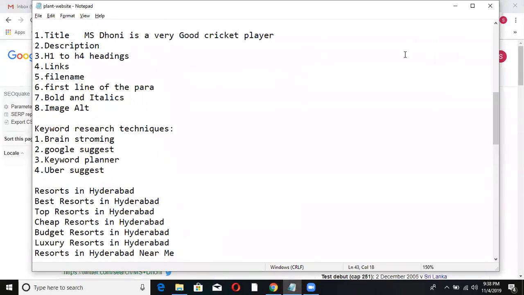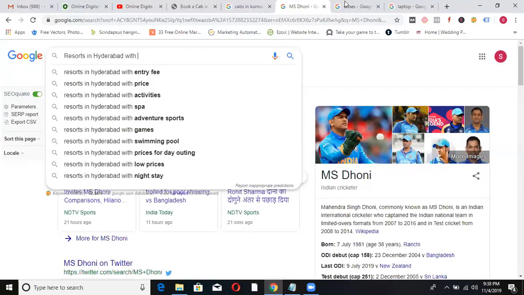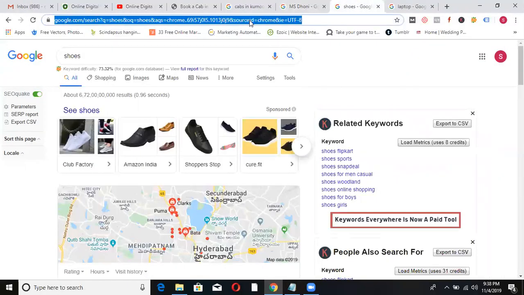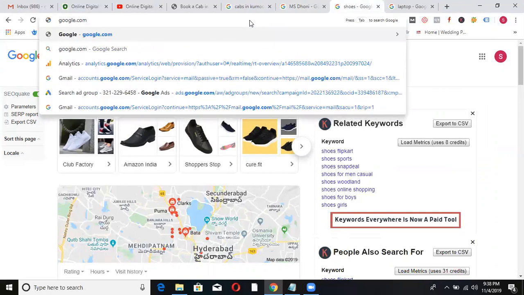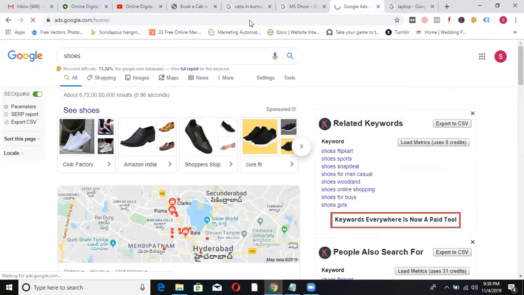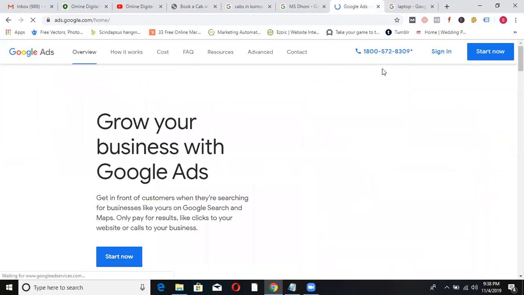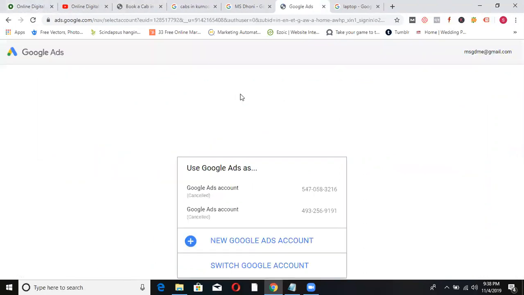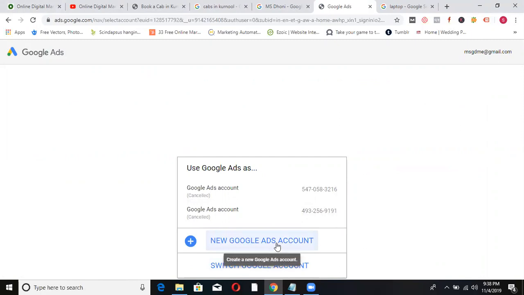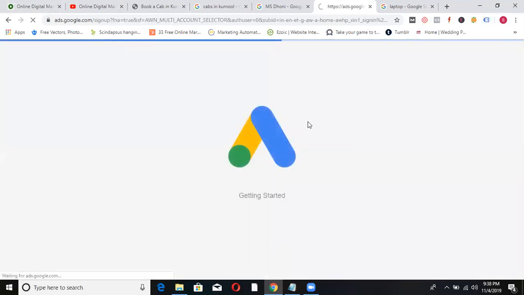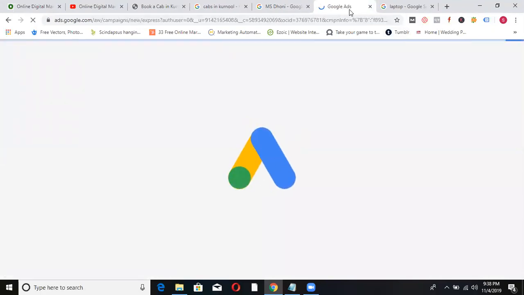Next thing is Keyword Planner. Keyword Planner is a tool provided by Google. You'll be learning this in Google Ads actually, but I'm going to show you how this works. Okay, let us postpone this anyway.